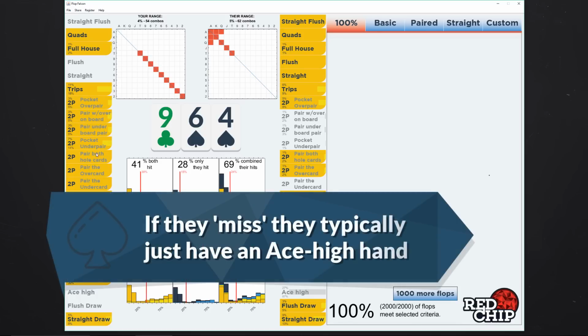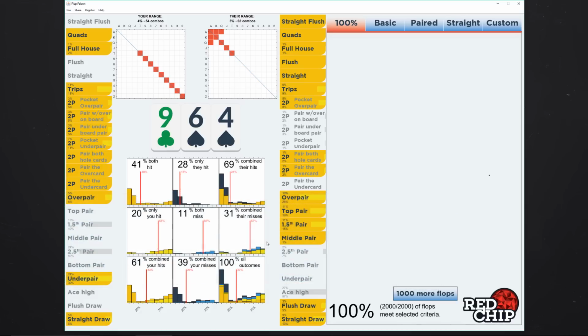And obviously our pair is going to beat ace high, and we're going to have decent equity against that, which is why we have so much equity when we both miss. So this is a bare, broad strokes look at what Flop Falcon can do for you.